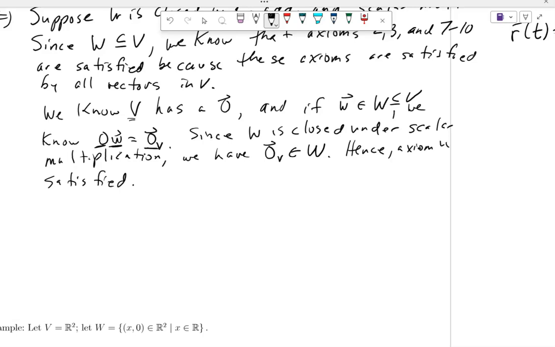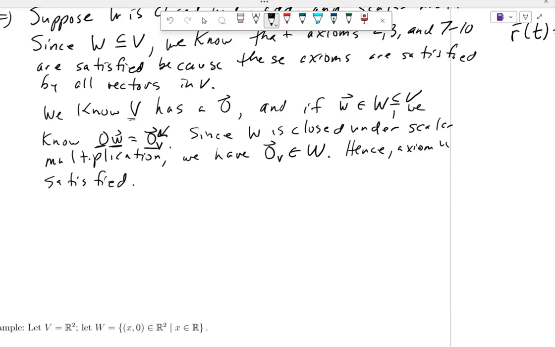Because I only know that I'm trying to show that W is a vector space, right? So I need to show that W has a 0 vector. I know that W is closed under the scalar multiplication. So the only thing I can show to get this to be in W, I need to take 0 times something in W to be able to use closure. That's why I had to use a little w and not a v. And I'm going to do it again here in a minute.